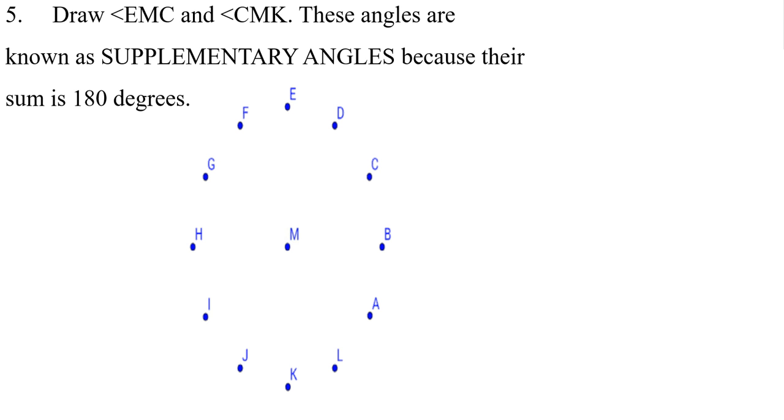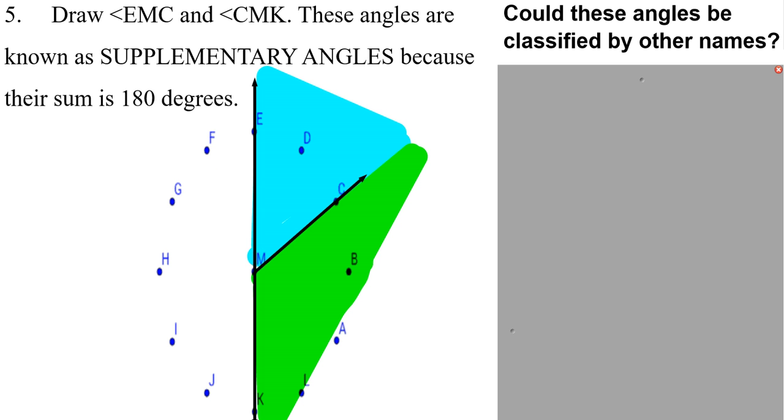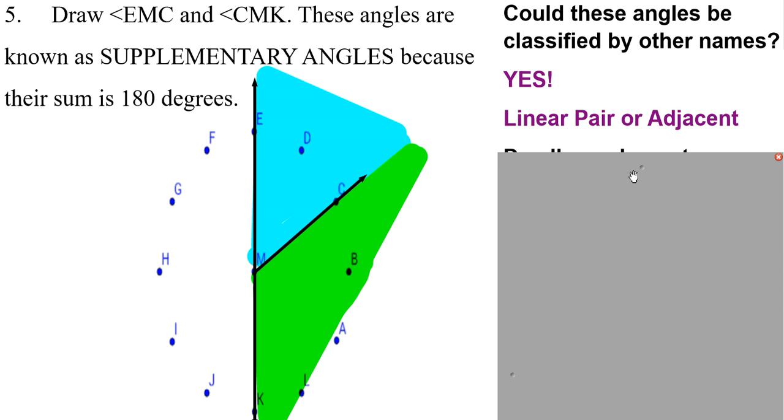If we drew angle EMC and angle CMK and shaded those, we can say that they are supplementary angles because their sum is 180 degrees. So if we measured here for EMC and CMK, together we know it's 180 degrees. Could these be classified by any other names? Well, in this case, sure, we could classify it as something that we saw previously. We could say that it's a linear pair, or they're adjacent angles.